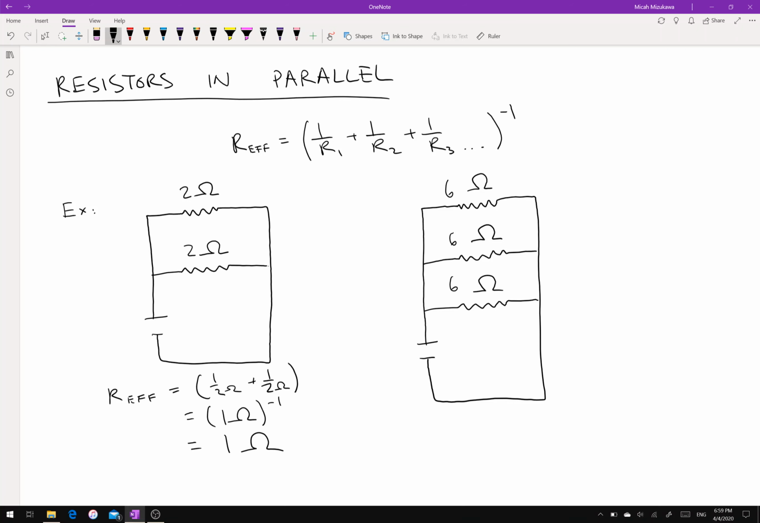On the right side, we can take 1 over 6 ohms plus 1 over 6 ohms plus 1 over 6 ohms, which is going to equal 3/6 ohms. And taking the inverse of that would be 2 ohms.